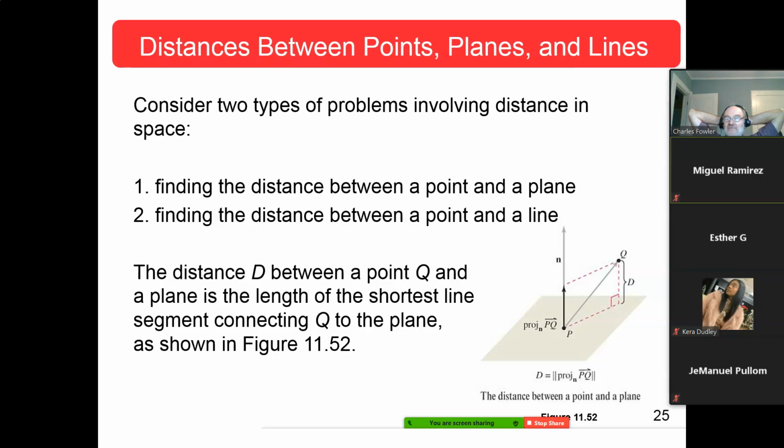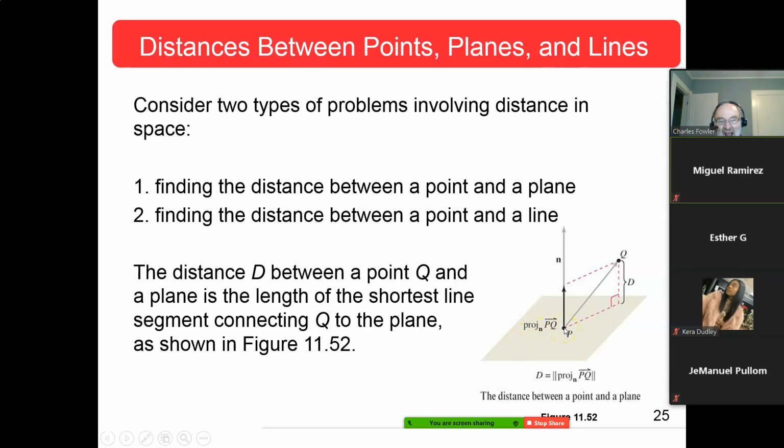So, what we have is a point somewhere, and you want the distance between that point and a plane, and that point can't be in the plane. Or find the distance between a point and a line where that point can't be on the line. The distance d between a point Q and a plane is the length of the shortest line segment connecting Q to the plane.